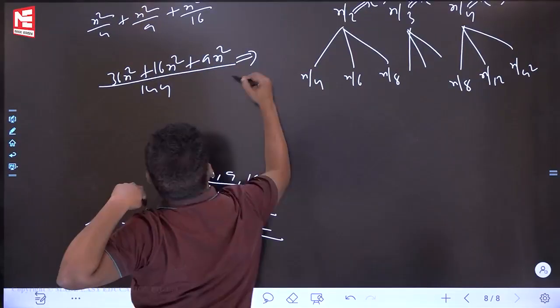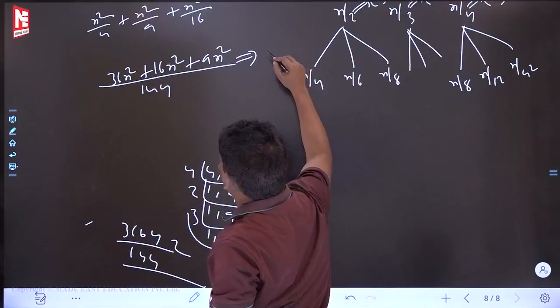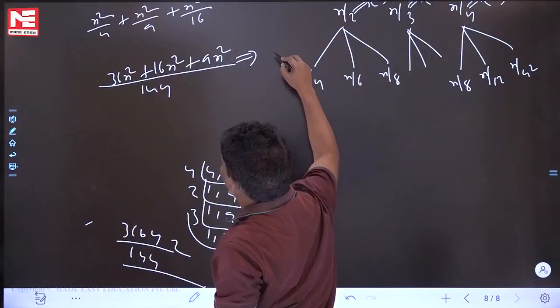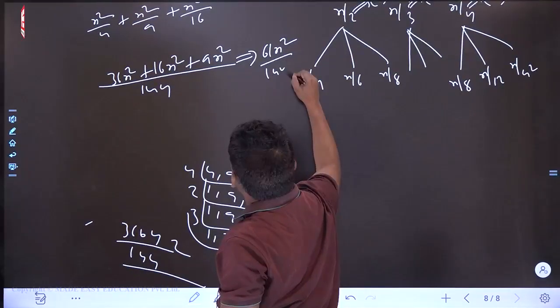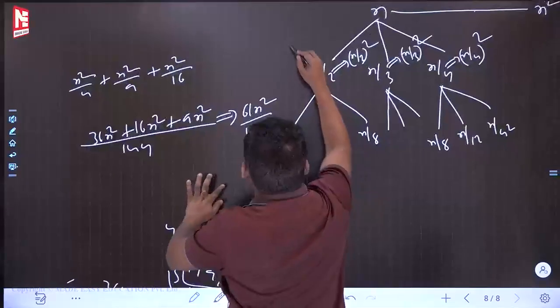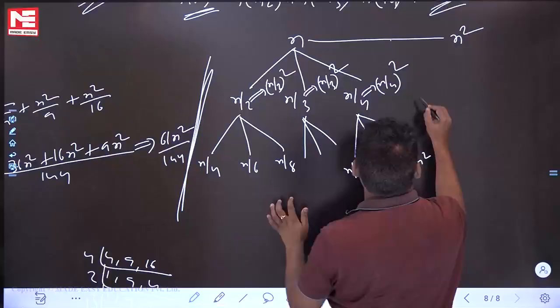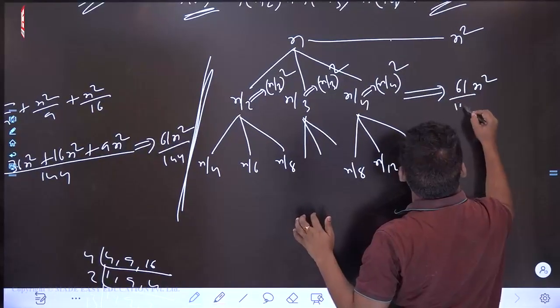Add all of them. 9, 16, 36, which goes to 25, 36. What is the answer? 30 and 20, 50, I think 61. 61 n square by 144. Right? You add properly. I am thinking that this is the answer for this. Let's check here. If you add all these things, what is the answer? 61 n square by 144.